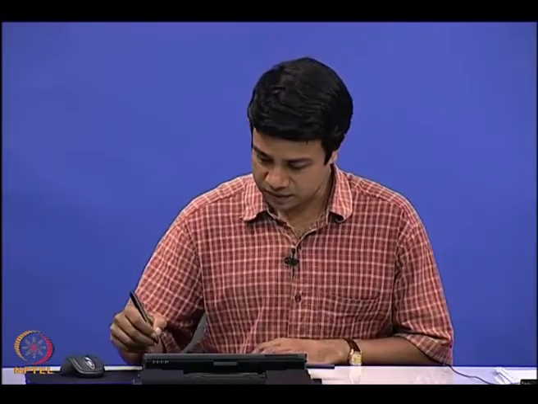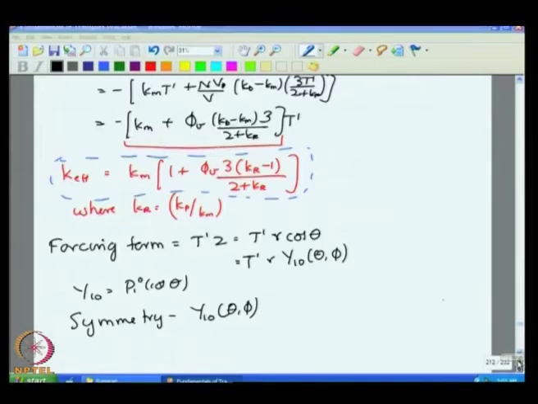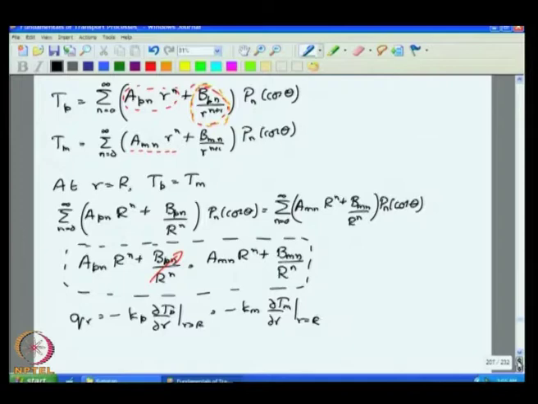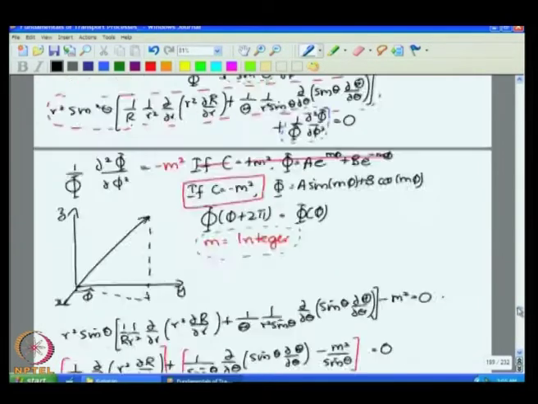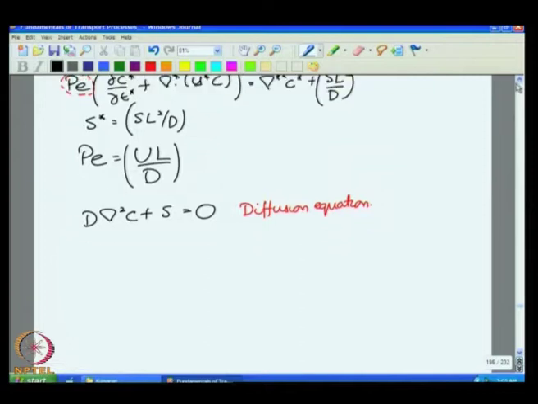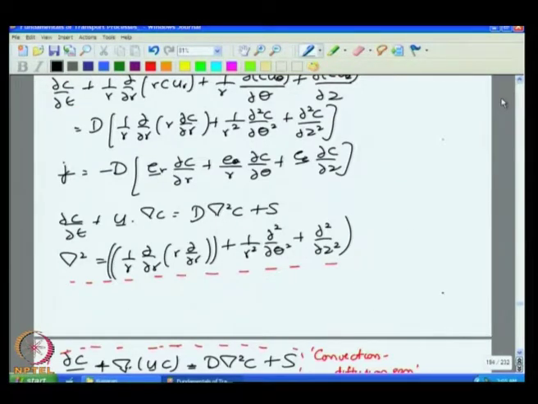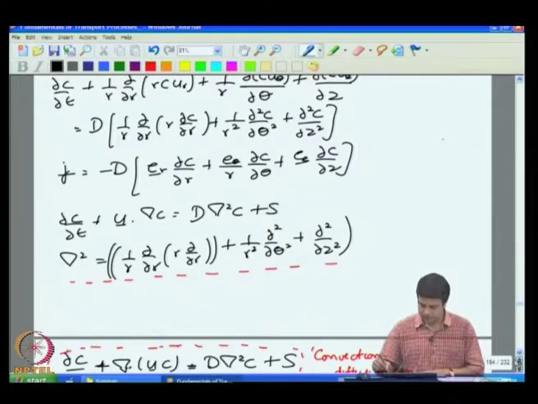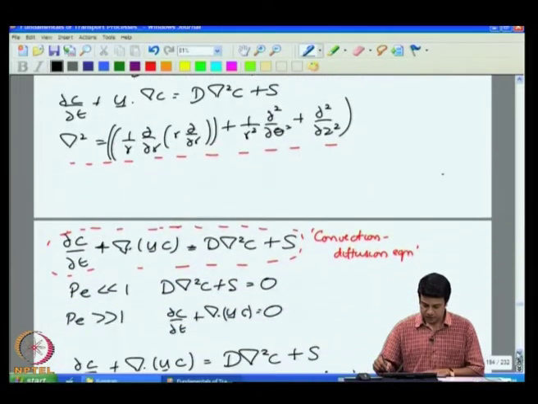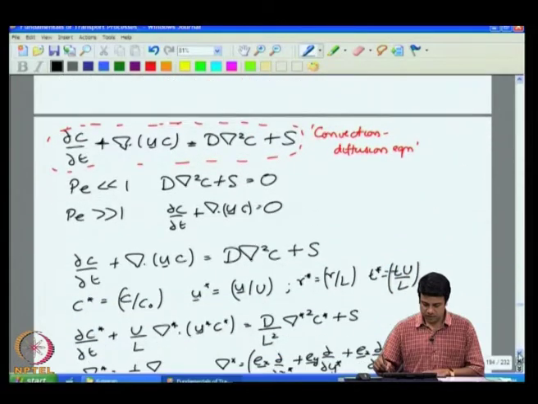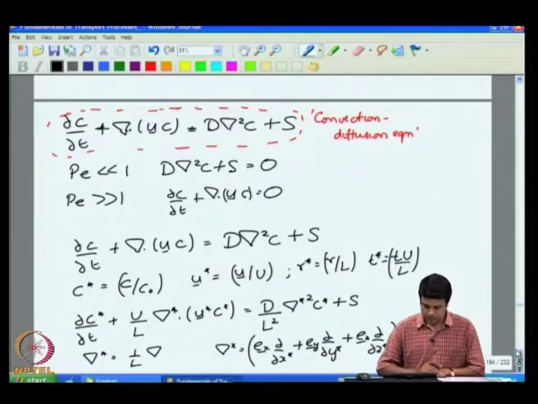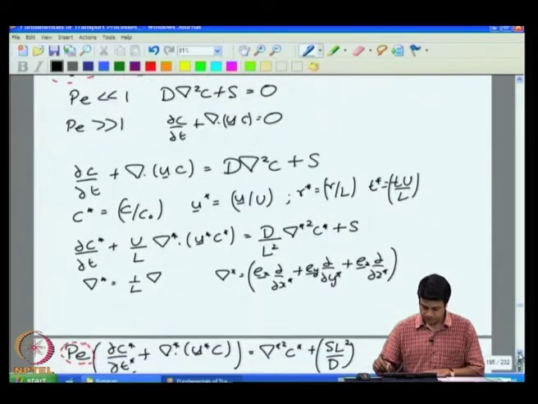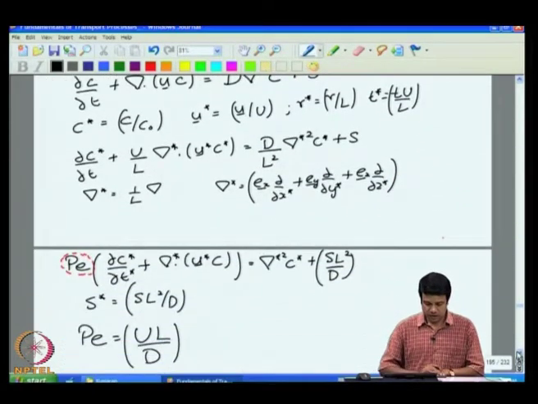The Peclet number is the ratio of convection and diffusion in these problems. If I scale all lengths by a characteristic length and all velocities by a characteristic velocity, then I get a dimensionless equation of the form: the Peclet number times the time derivative plus the convective terms is equal to the diffusion term plus any source or dissipation of energy.